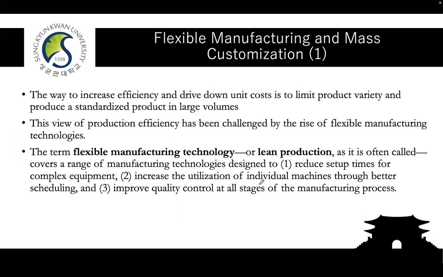So how flexible is it? Flexible manufacturing technologies are designed to reduce the setup times for complex equipment, increase the utilization of individual machines through better scheduling, and improve the quality control at all stages of the manufacturing. So how flexible is it to set up the equipment to run at full capacity, full utilization, and for quality control? If this is flexible, then we could move to many locations. But if it's not flexible, then it's better to stay in a certain location or a limited number of locations.